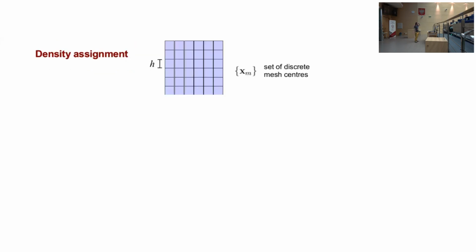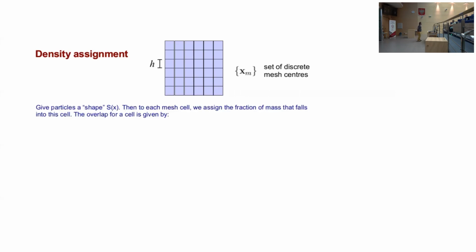So let's compute density. You have this mesh, a set of discrete mesh centers, which are described by these X_m arrays, and the size of the mesh is small h. The common way to approach this is to give some kind of a shape function to a particle, let's call it S(x), and then each mesh cell will be assigned some fraction of the mass of the particle, depending on the shape function, that you find overlapping the cell. It will become apparent very soon. This is hard mathematics, but it's going to be very simple.